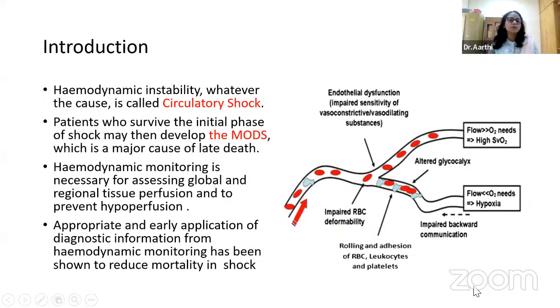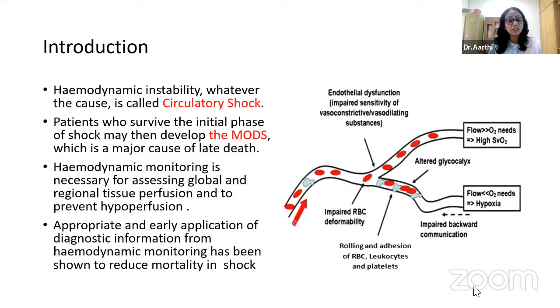My topic today is invasive hemodynamic monitoring, with emphasis on arterial lines, in the sense of arterial blood pressure monitoring, central venous pressure monitoring, and pulmonary artery catheter monitoring. Why do we bother about invasive hemodynamic monitoring? At the outset, we need to understand that hemodynamic instability, whatever the cause, is called circulatory shock. This circulatory shock leads to many complications.